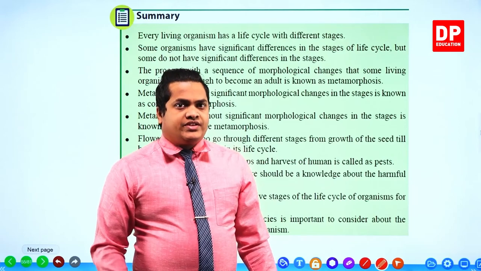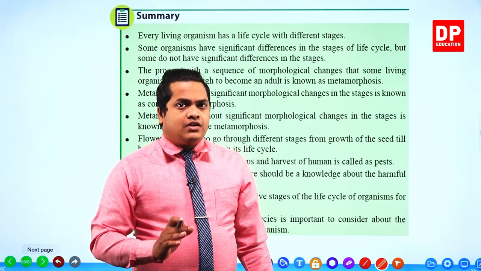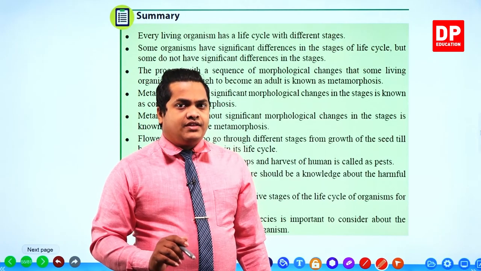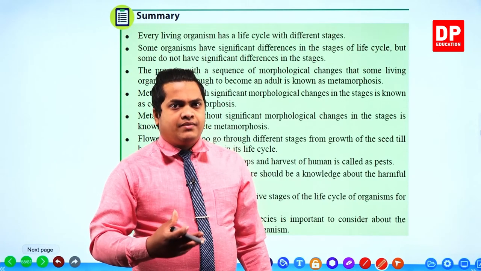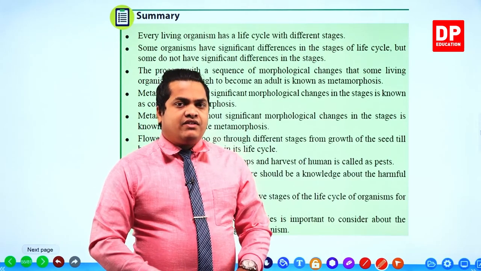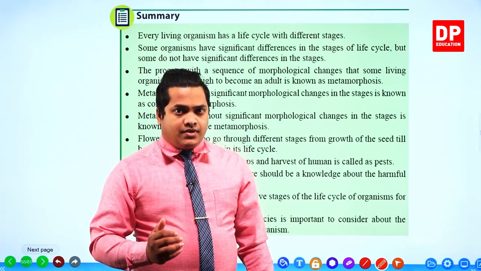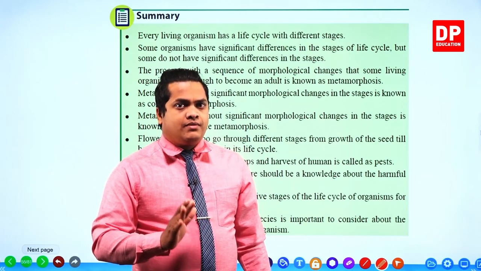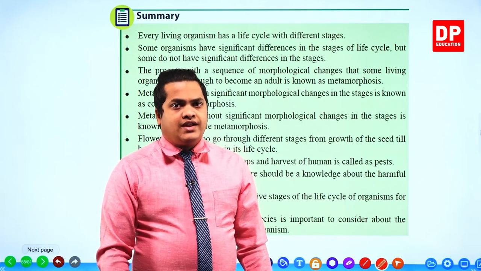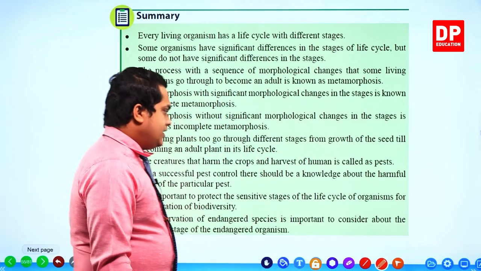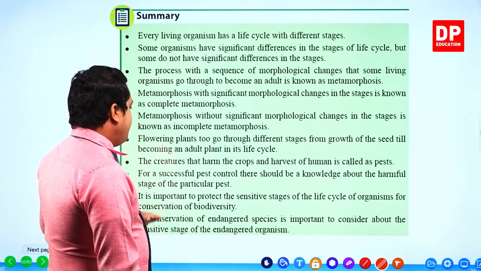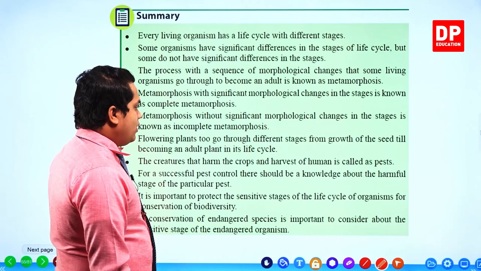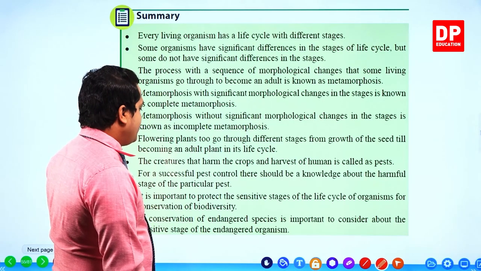Okay. So, it's important to have good knowledge about their life cycles to identify the sensitive stage of the particular pest. That way, we can control the bad effects given out by the pest to the particular plantation or to the agricultural lands, right? Then it is important to protect the sensitive stages of the life cycle of organisms for the conservation of biodiversity.